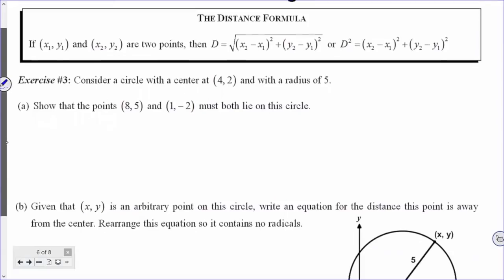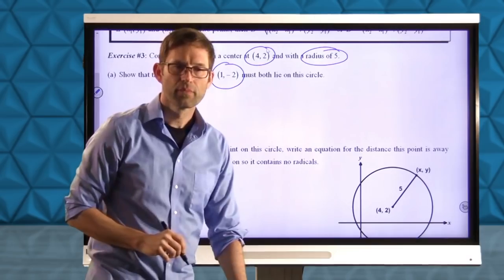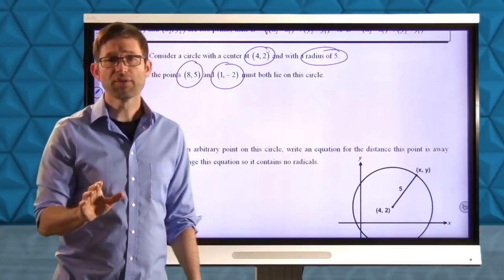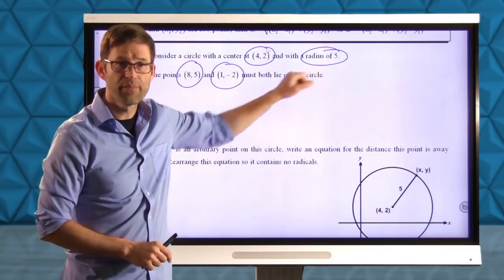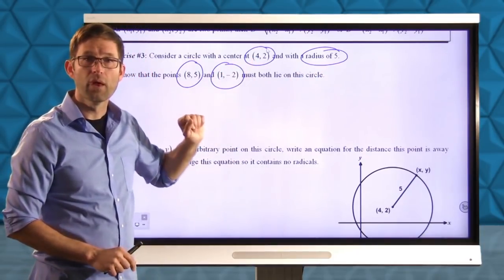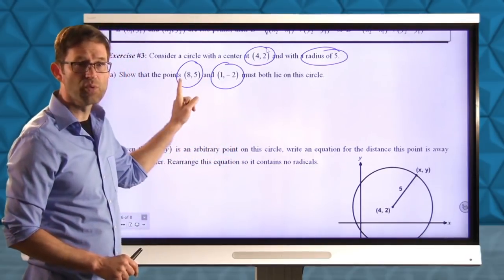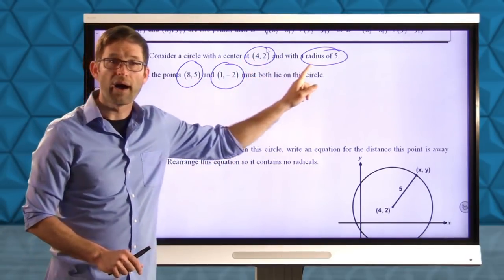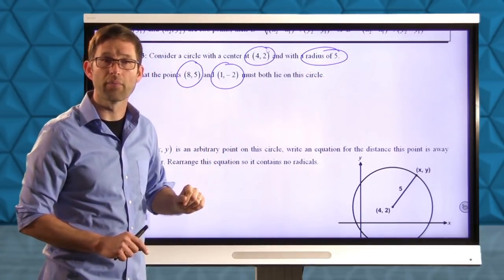Exercise number 3. Consider a circle with a center at 4, 2 and a radius of 5. Show that the points 8, 5 and 1, -2 must both lie on this circle. Well, again, the definition of a circle is it's the collection of every point that is a fixed distance away from a fixed point. So if these 2 points are on this circle, then when I find the distance between this point and this point, I should get 5. So let's take a look at that for this point, and then we'll have you do that one by yourself.